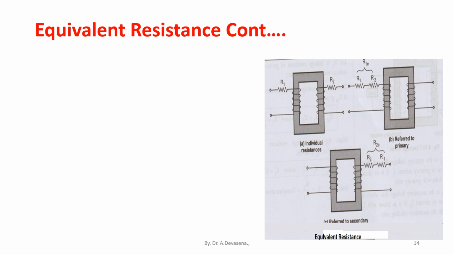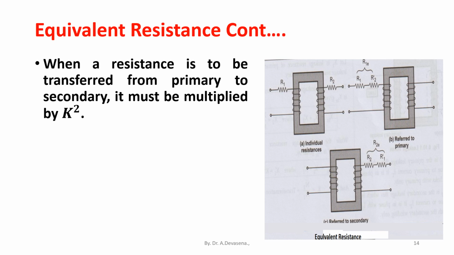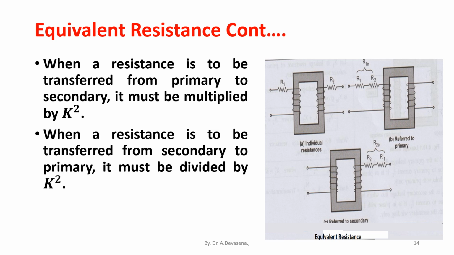When a resistance is to be transferred from primary to secondary, it must be multiplied by K square. When a resistance is to be transferred from secondary to primary, it must be divided by K square. Remember that the value of K is N2 by N1, that is, secondary winding turns N2 divided by primary winding turns N1.